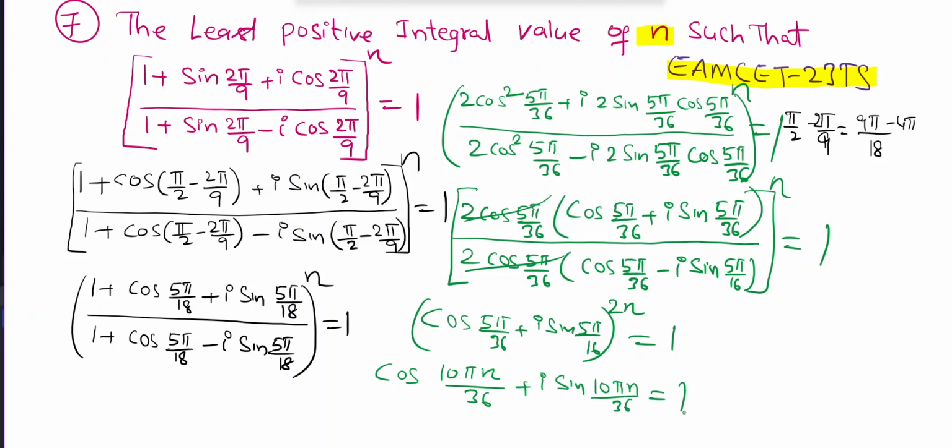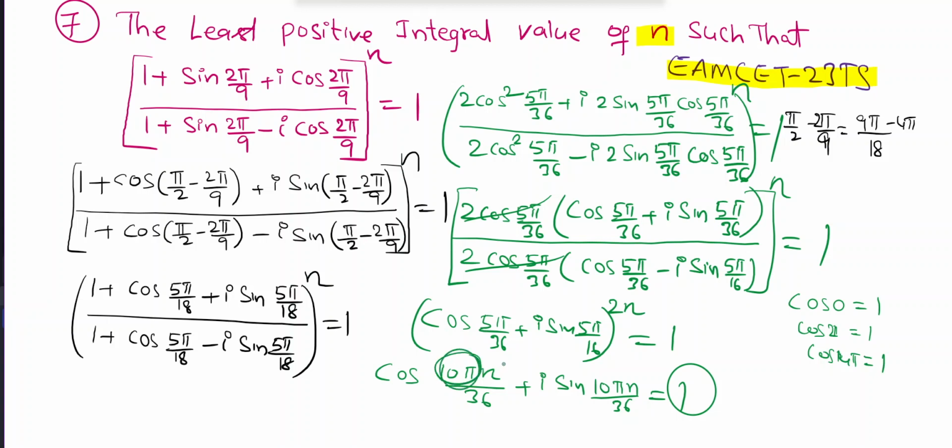Now we find the least value of n. We know that for cos of an even multiple of pi, cos 0 is 1, so the total expression value is 1. Cos 2 pi is also 1, cos 4 pi is 1, cos 6 pi is 1, cos 8 pi is 1, cos 10 pi is 1. Here cos 10 pi is there.